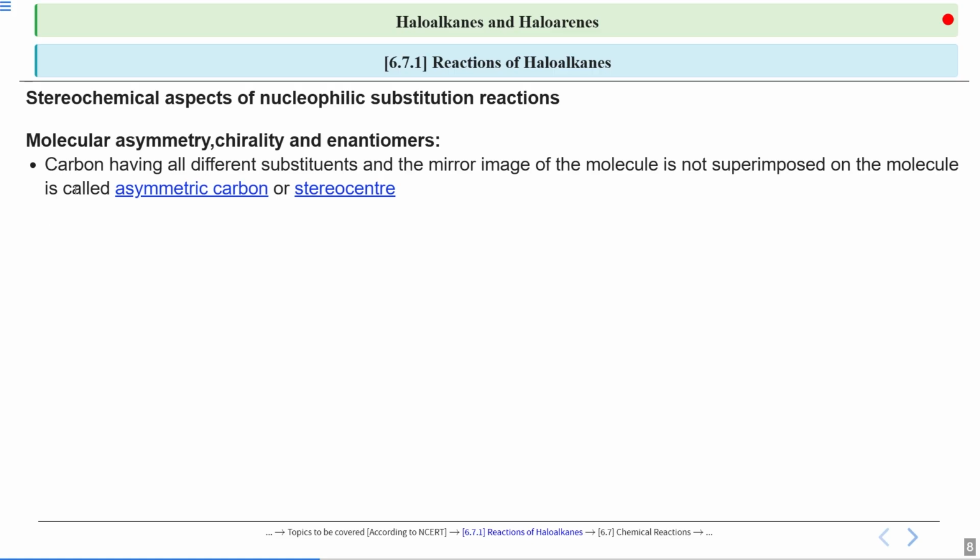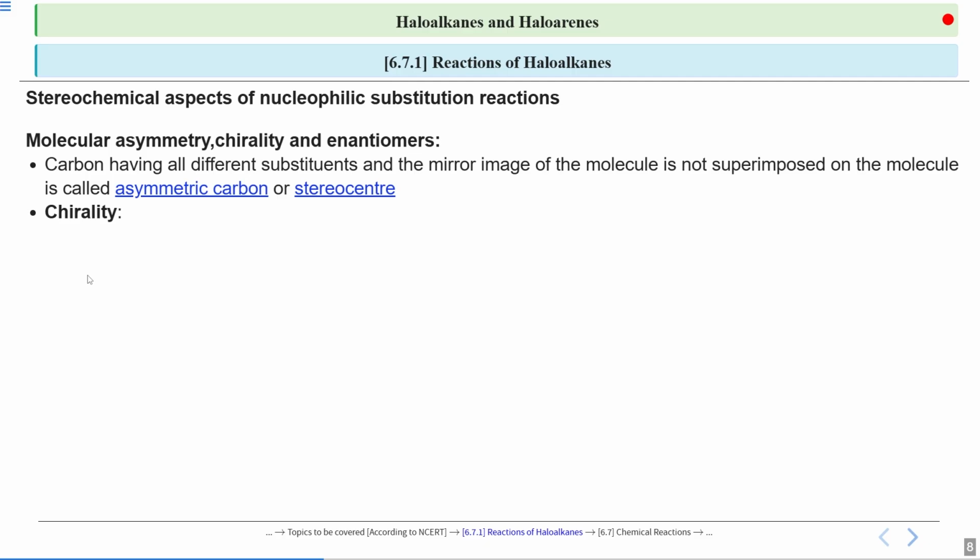What I'm saying is, a carbon which has substituents that are all different. That means carbon has 4 valency, it is tetravalent, right? So for completing its tetravalency, it should bind to 4 substituents, right? They can be the same or different. So the carbon which has all different substituents attached to it, and whose mirror image is not superimposable on itself, is called an asymmetric carbon or stereocenter.